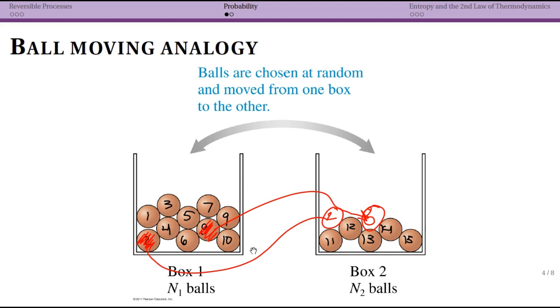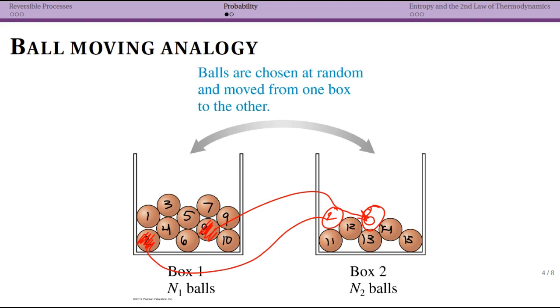Once the two boxes have roughly an equal number of balls, it's equally probable that I'm going to randomly pick a ball on the left versus randomly pick a ball on the right. Once the balls are closely matched in terms of their number in the two boxes, you don't expect one box to really end up with more balls than the other, not a lot more. But initially, your initial condition can in fact have a lot more balls in one box than in the other. So over time, they will equalize. And this is reaching equilibrium.